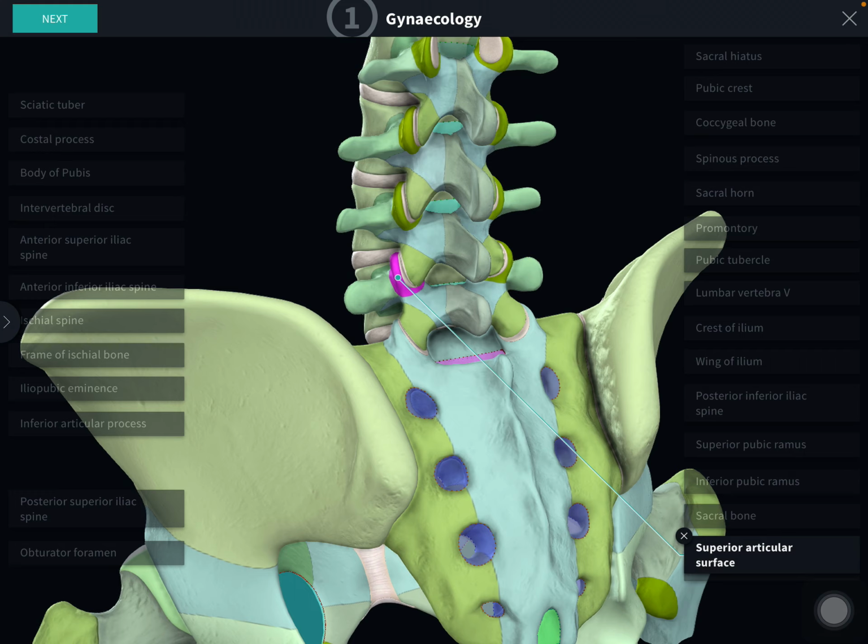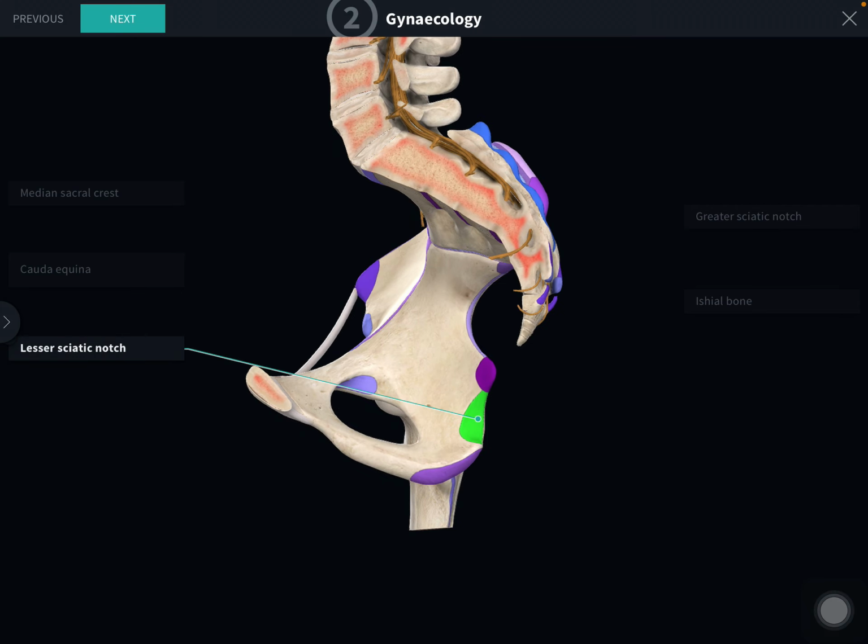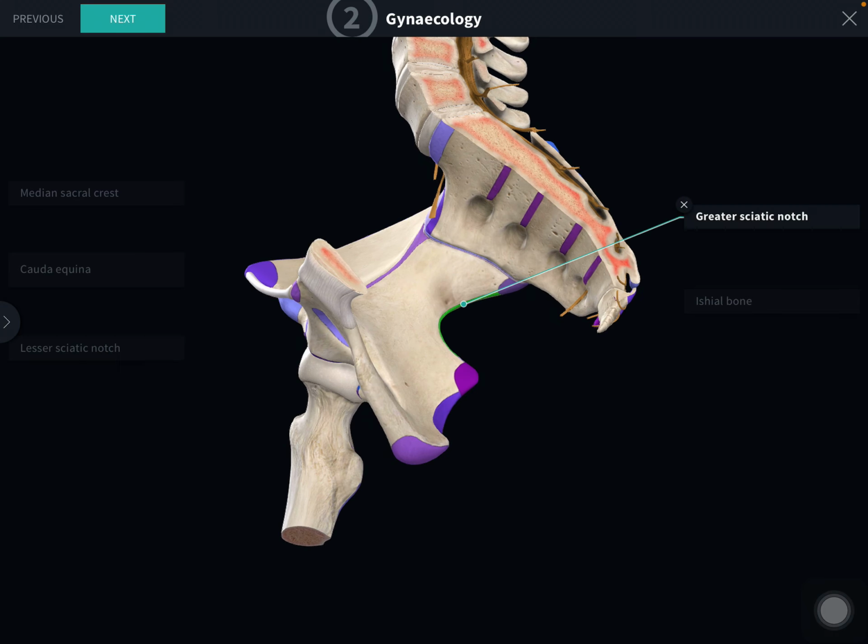So that is the median sacral crest. Cauda equina is the lower lumbar nerves and sacral nerves, which will be called cauda equina. So that is the lesser sciatic notch. So that is the greater sciatic notch, ischium total.